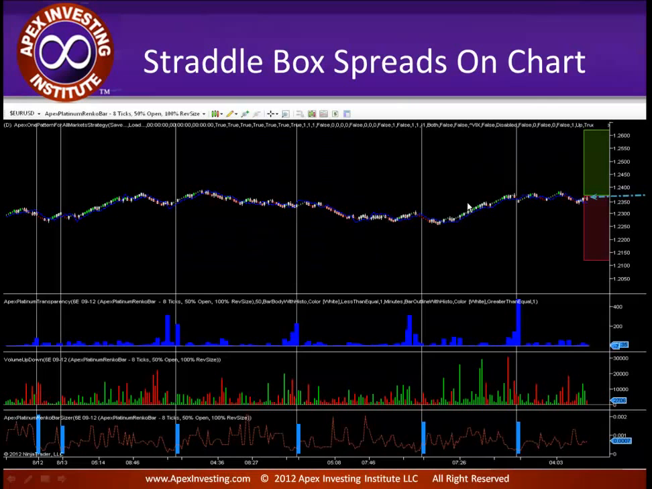If we were to draw rectangles on our trading chart, this is what it would look like. You would have your box that you bought right here and your box that you sold right here.